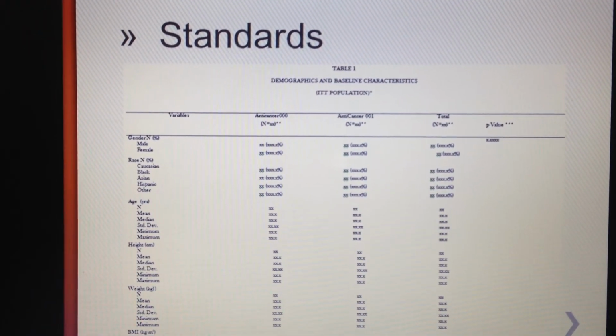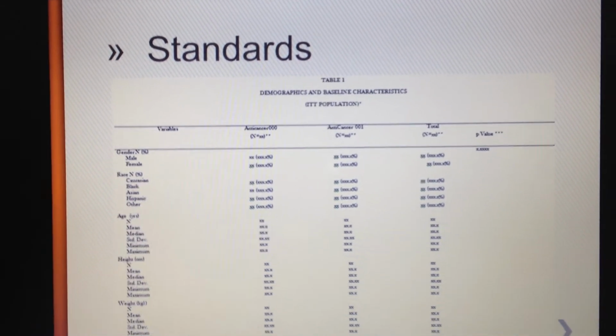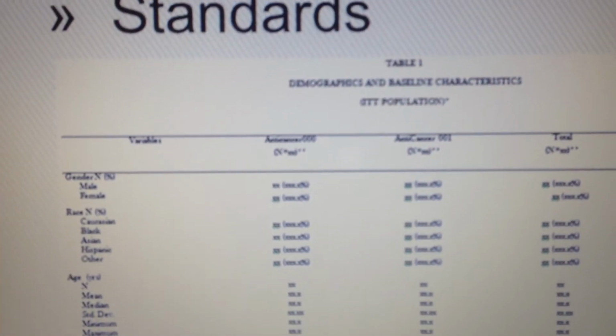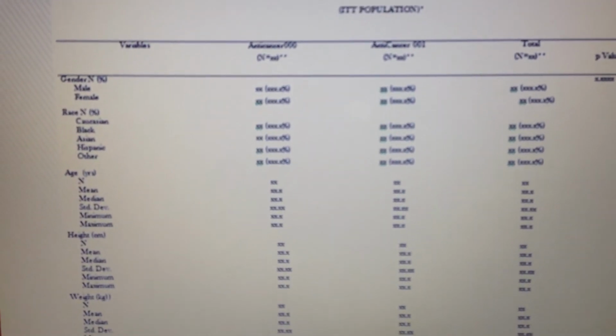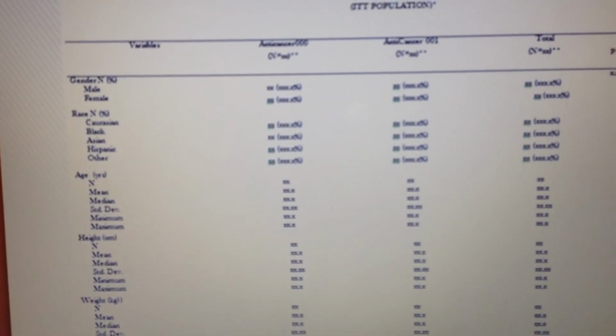And this is an example of demographic table shell, and we can have a close look at it, which has the selected variables as categorical and numeric variables. For each of them, they will require to show the number and the frequency and even the percentage across the different treatment groups.